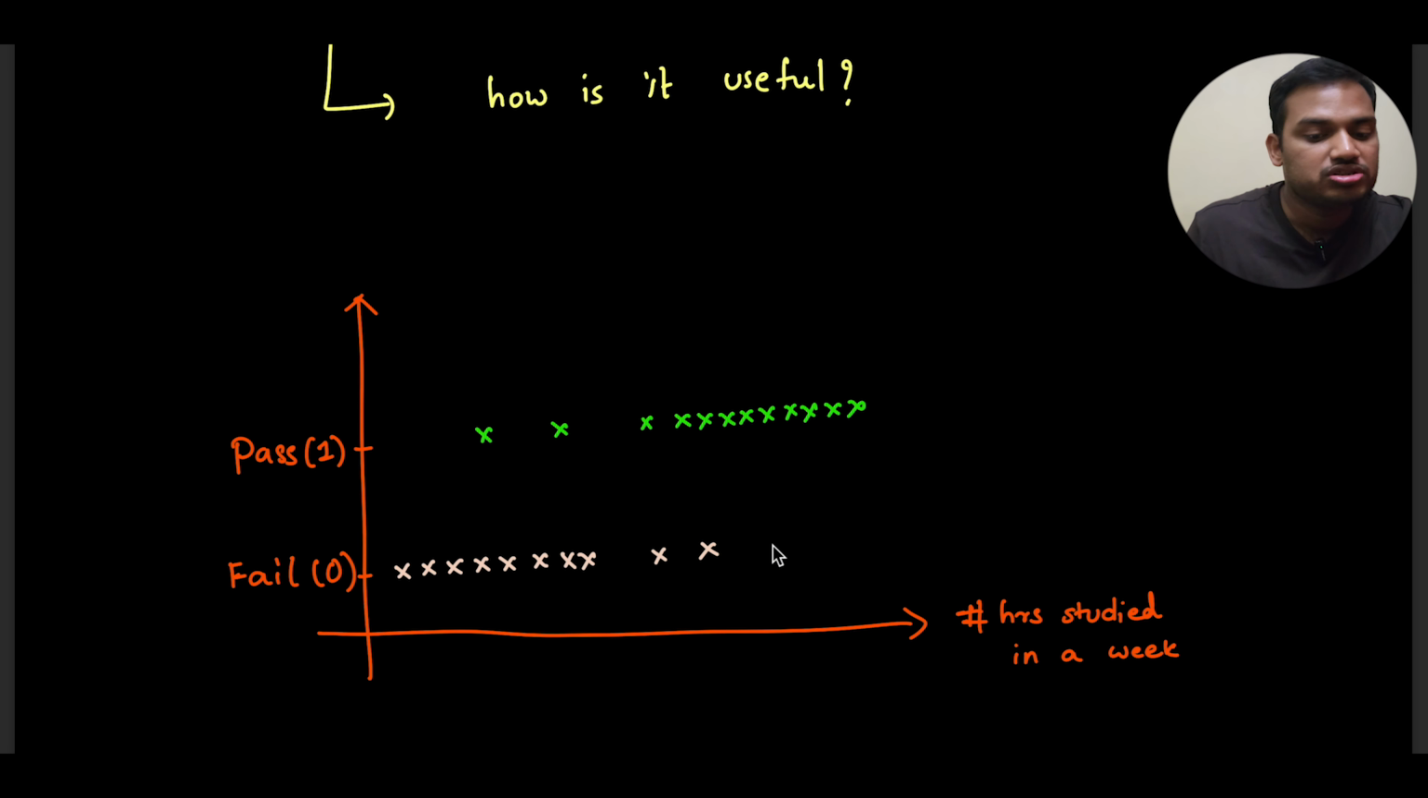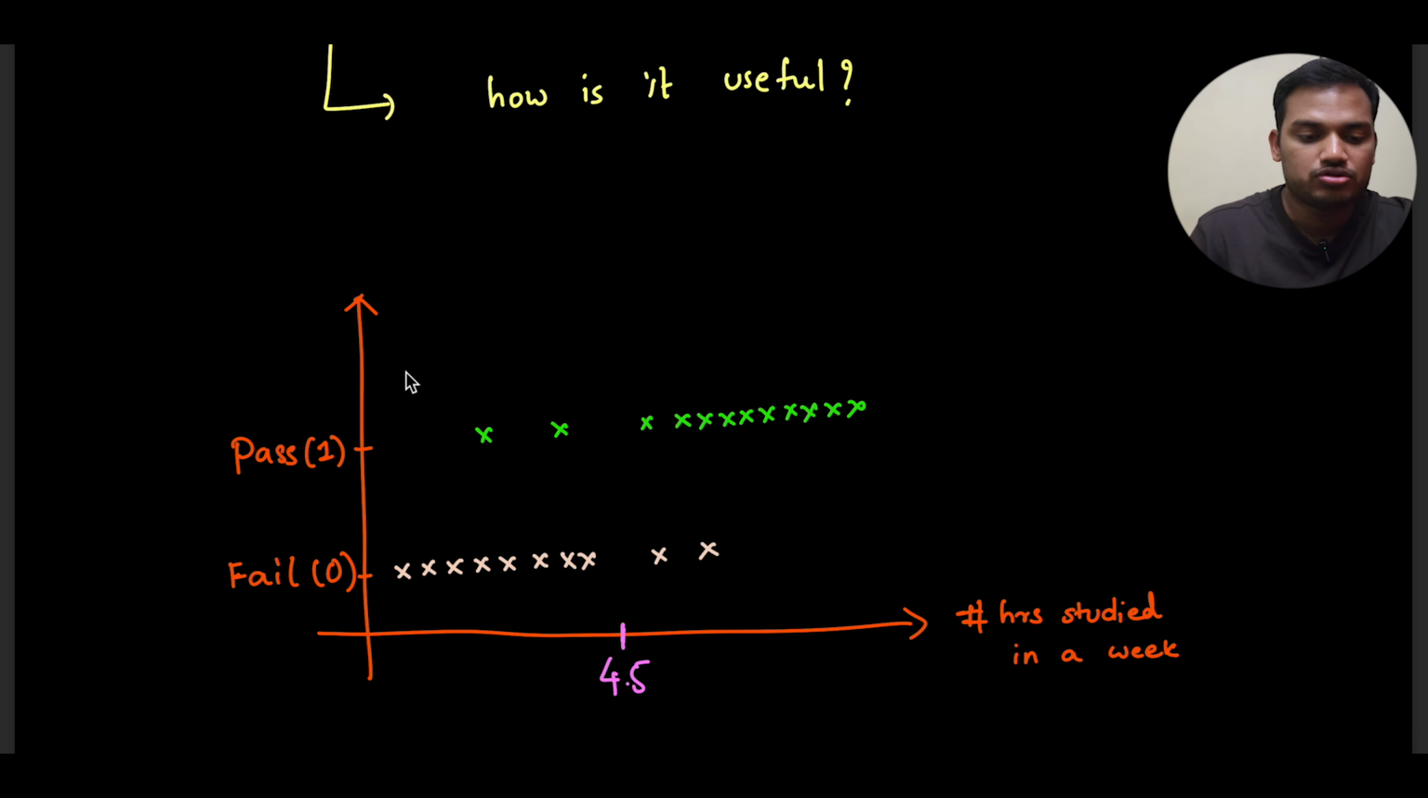And the data points that we are seeing here look like real-world data. If we carefully observe, there are a few students who are studying more than 4.5 hours and still failing, and there are some students who are studying less than 4.5 hours and passing. So this is some kind of real-world behavior. That's why I have written these few points.